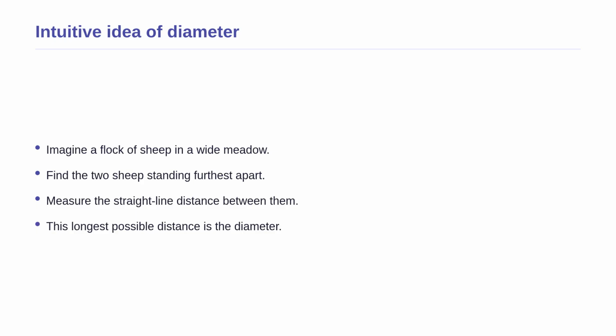Let us start with an intuitive picture. Imagine a large flock of sheep grazing in a wide open meadow. If you wanted to measure the overall size or spread of this flock, you would not weigh the sheep or count their legs. Instead, you would look for the two specific sheep that are standing the absolute furthest apart from each other. You would take a long measuring tape and measure the straight line distance between those two specific sheep. That longest possible distance gives you the diameter of the flock. In mathematics, we do the exact same thing with sets of points to understand how spread out they are.